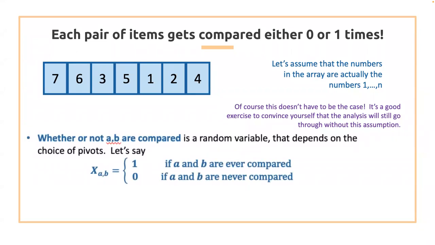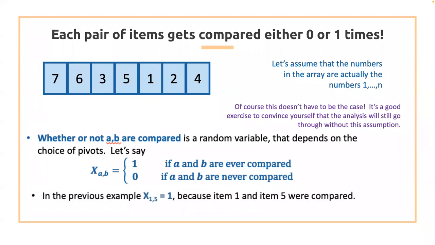So what we do is, because it's random whether they get compared or not, we're going to define a bunch of random variables. We're going to call them x, a comma b, and they're going to be either 1 or 0, depending on whether a and b were compared or not. This uses a little bit of statistics. If you're uncomfortable with this, it's okay because you haven't covered statistics. But if you are getting comfortable with this, then you're doing great, because this is hard.